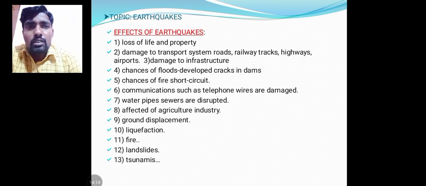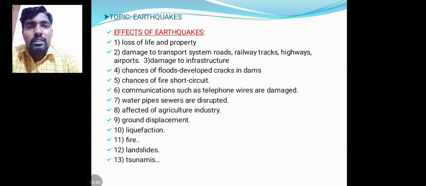Chances of floods: cracks develop in dams. If an earthquake happens in the area surrounding a dam, maximum cracks will develop in the dam. The cracks will open, and maybe the entire dam structure will collapse. We use dams for cubic water storage purposes. The entire storage of water simply flows in the downward direction, and the downstream area is simply affected with flood conditions.